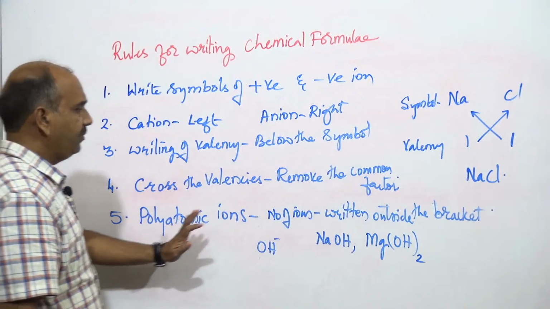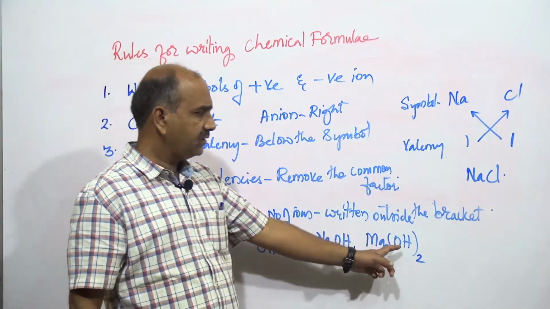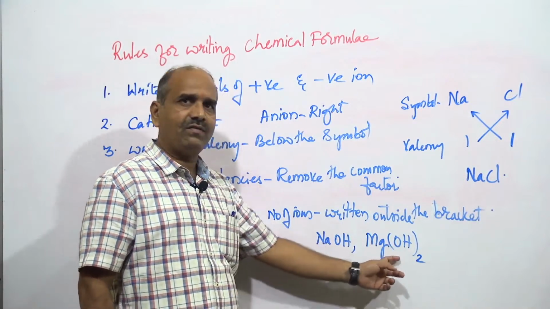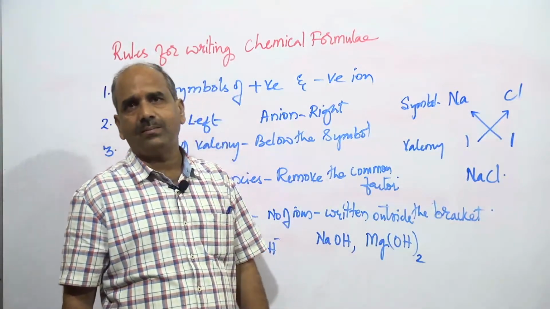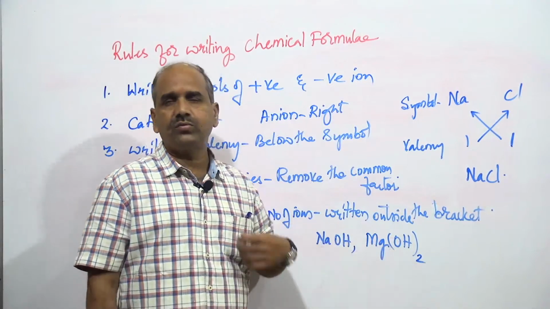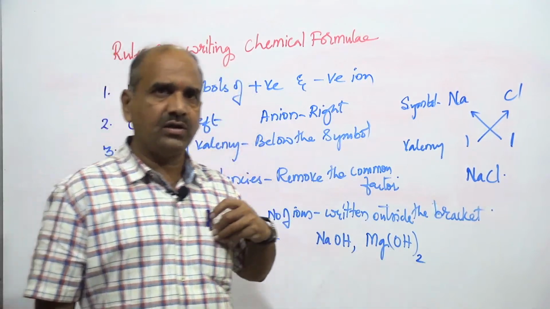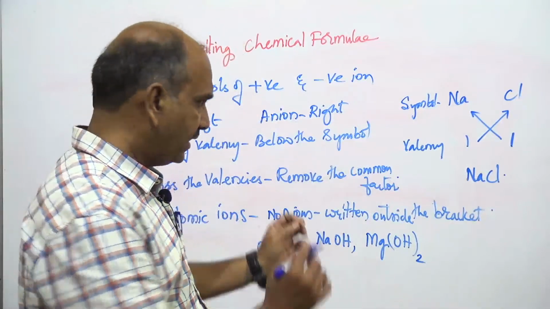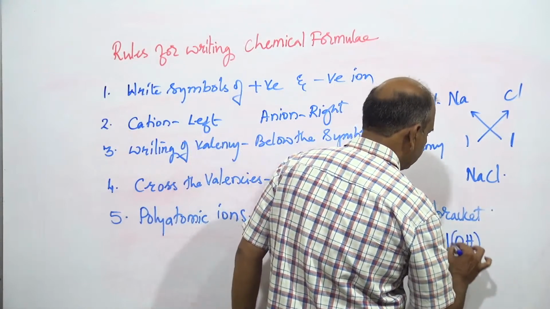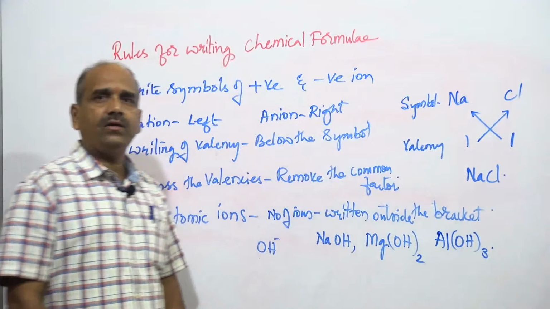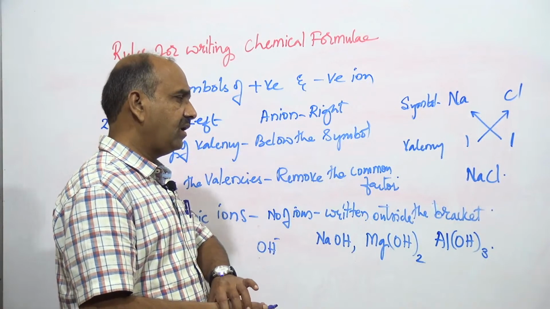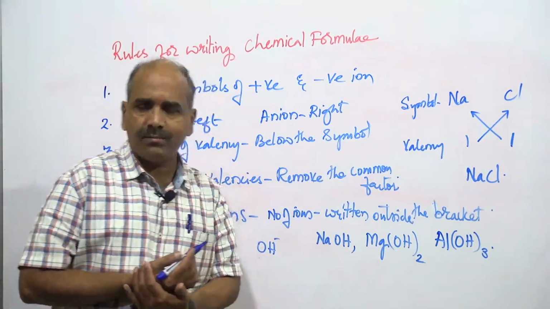So for polyatomic ions, you have the bracket for that, and then whatever the crossing of the valencies requires, you write down that number, removing the common factor. Here magnesium donates 2, and those 2 are taken up by 2 hydroxide ions. So outside the bracket as a subscript we are writing. Similarly, one more, aluminium hydroxide, Al(OH)3. So after OH, the 3 is written outside the bracket.